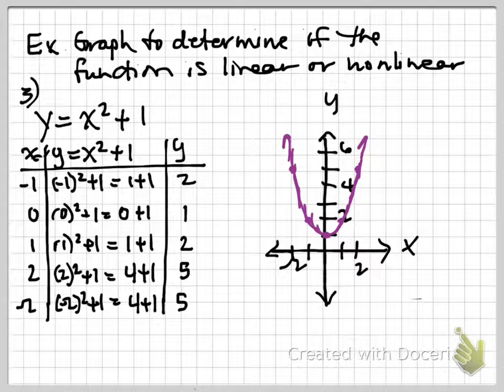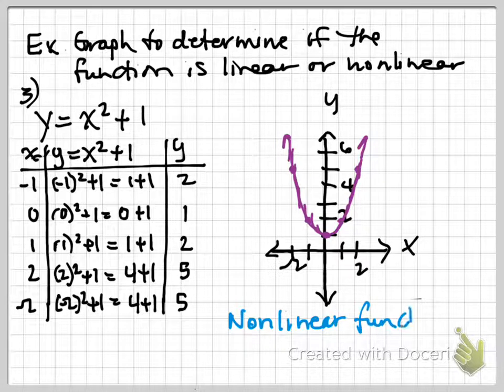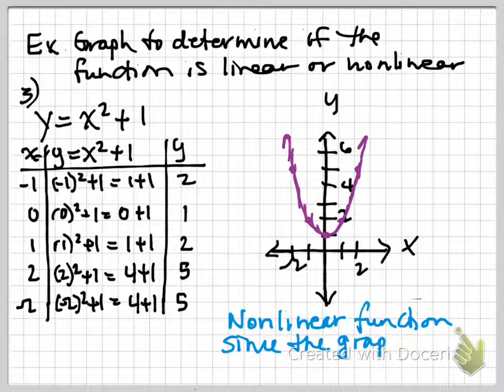Definitely am not getting a line. So based on that graph, I can tell that I have a nonlinear function. And the explanation would be nonlinear function since the graph is not a line.